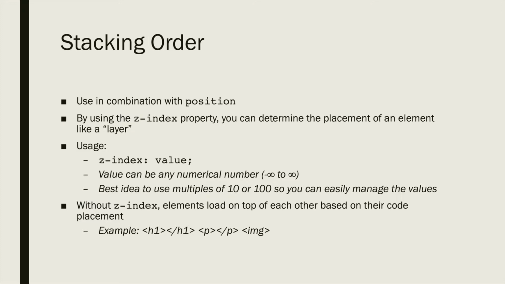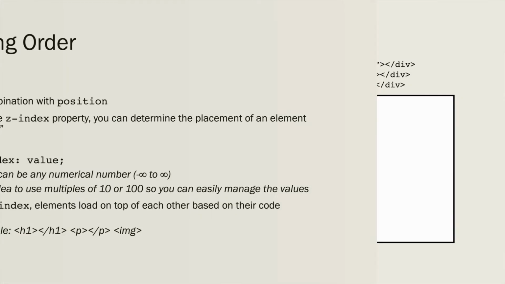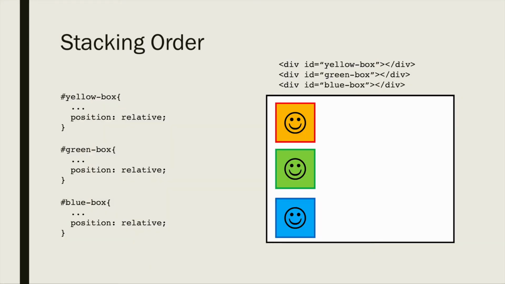So for example, the h1 loads first, then the p tags, then the image. Those load in that order. So let's take, for example, this very easy example of a yellow, green, and a blue box. By just loading them by themselves, they load, well, as they should, one on top of the other.